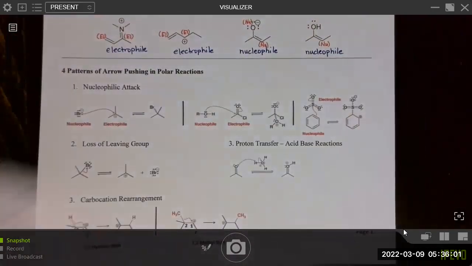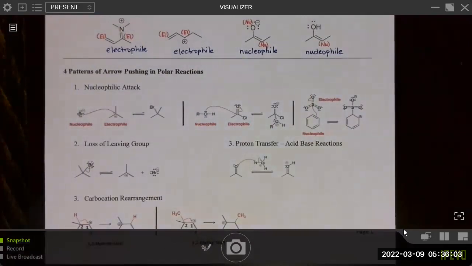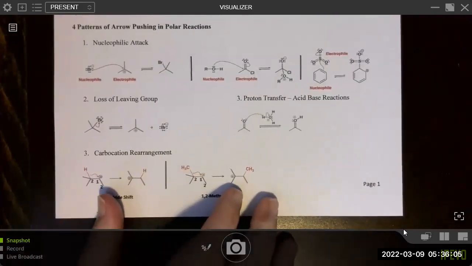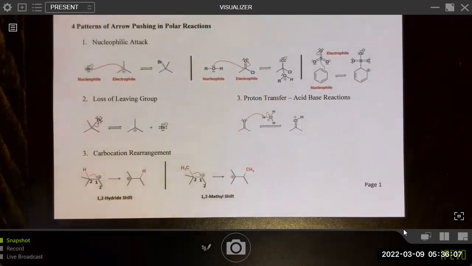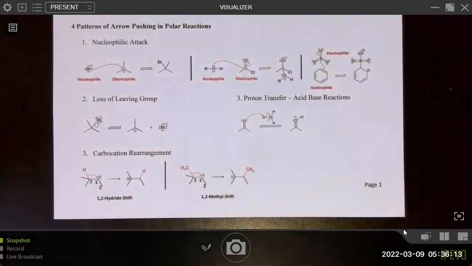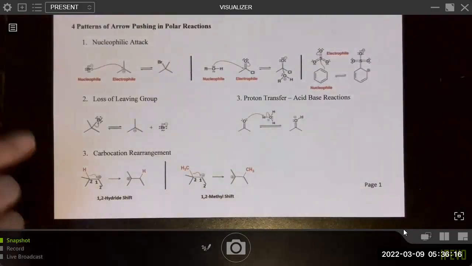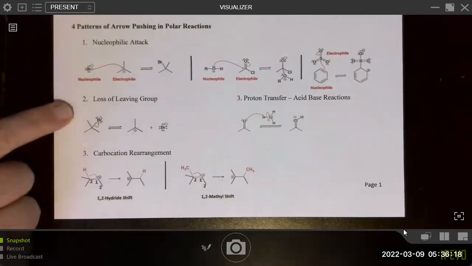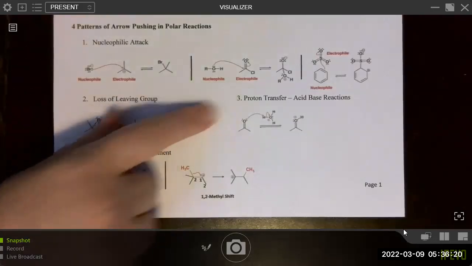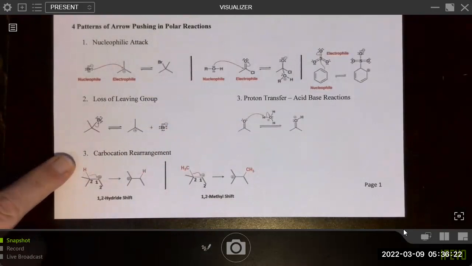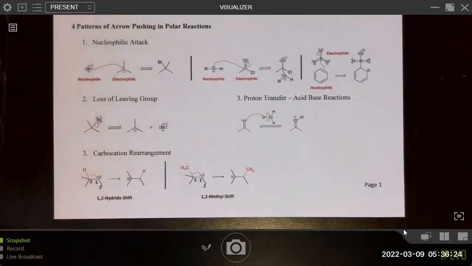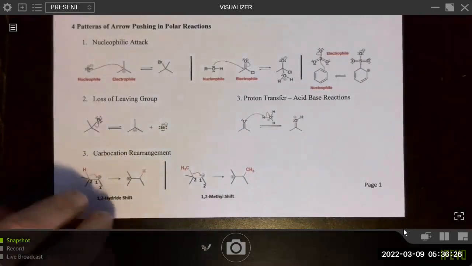Moving on to the next section here. This one is just a review of the different patterns of arrow pushing in polar reactions. We are going to be labeling steps as nucleophilic attack, loss of a leaving group, proton transfer, or rearrangement, or more specifically, a carbocation rearrangement.